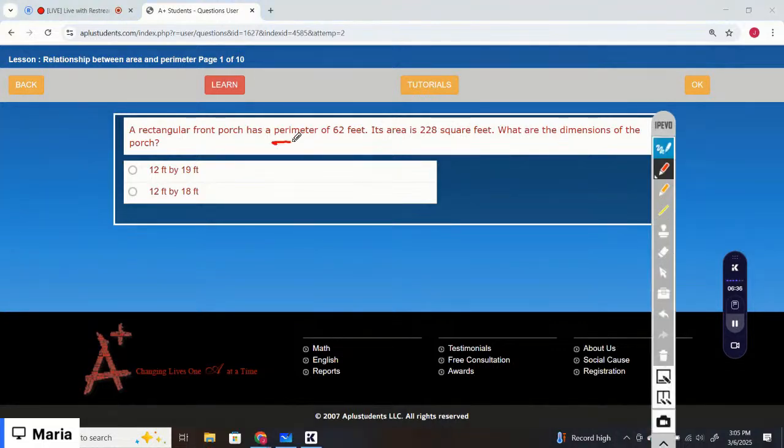So you are given the perimeter. Perimeter is the sum of all the sides, and area is length times width. So you have to find the dimensions of the porch. Start with the first option, 12 by 19. Just do 12 times 19 and see if it makes 228. Yes, it is. 12 times 19 is 228. That is the check for area.